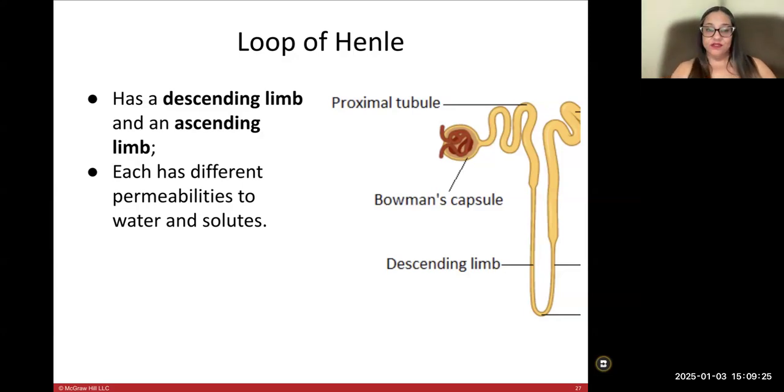So the loop of Henle has a descending limb, descending means down, and an ascending limb coming back up. Each has different permeabilities to water and solutes. So different water, different ions, sodium, potassium, calcium, they each pass through at a different place in the pathway.